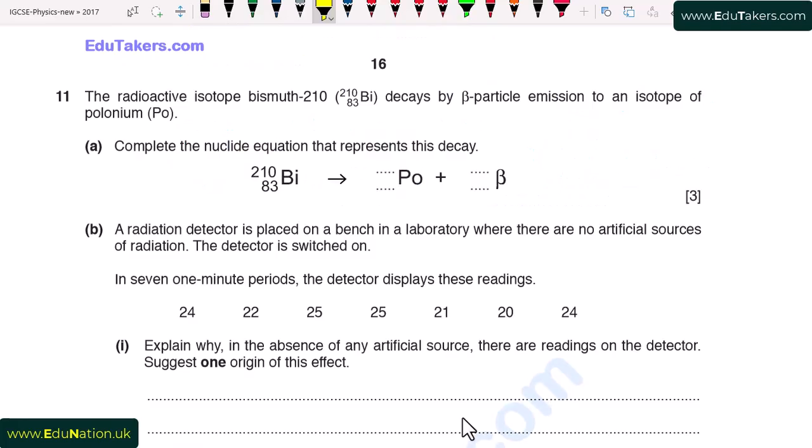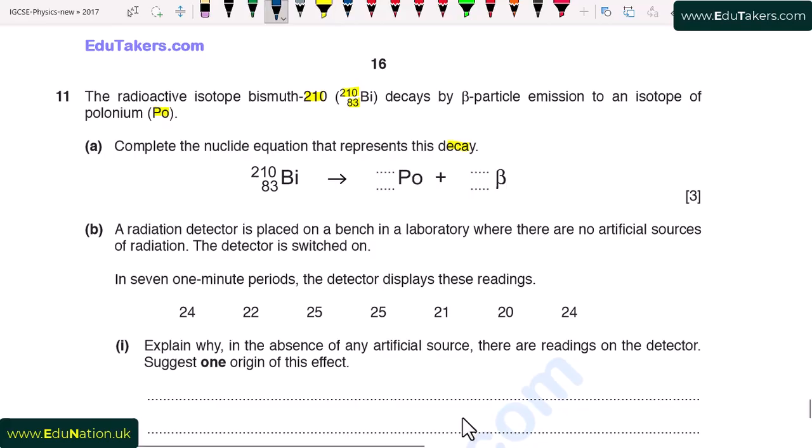Question number 11. The radioactive isotope bismuth-210, whose atomic number is 83 and the mass number is 210, decays by beta particle emission to an isotope of polonium, whose symbol is Po. Part A. Complete the nuclide equation that represents this decay. So we have to complete this equation when the bismuth undergoes beta emission and it emits polonium.